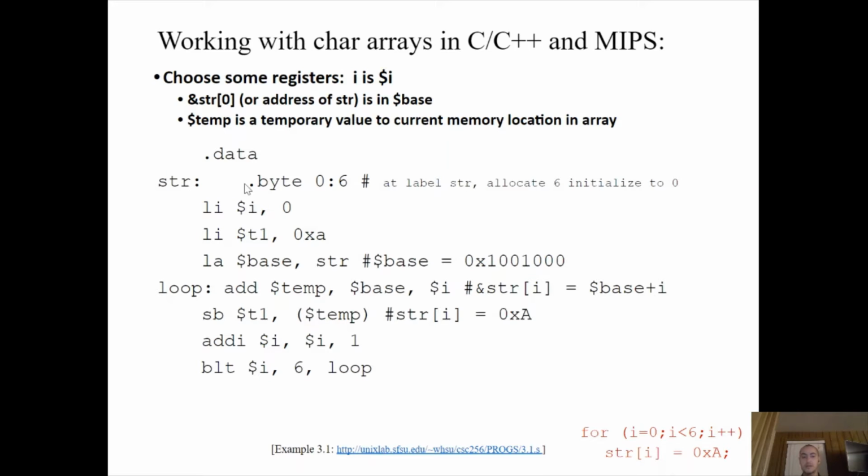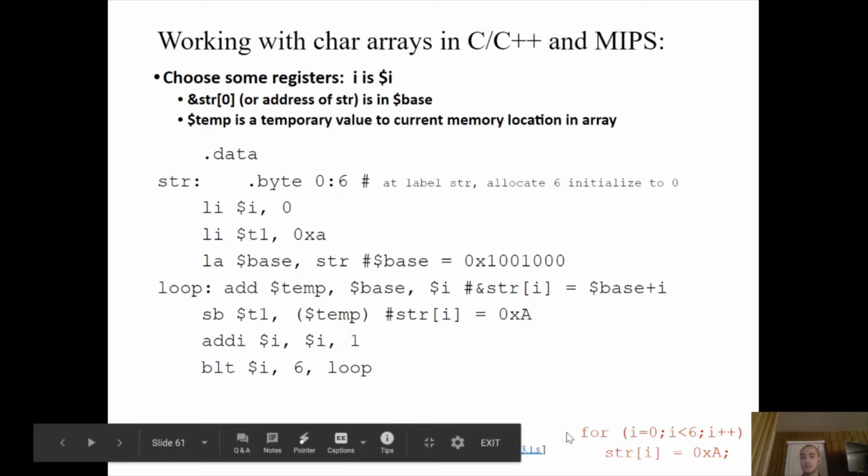So here we are converting the same code that I showed you in the previous slide. You can see it here in red. And that was basically going from 0 to 6, and then every time you are setting this value to your index of your array. So we are trying to convert the same code to MIPS. And this is what we have here.